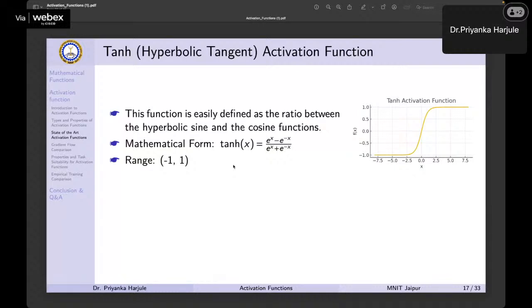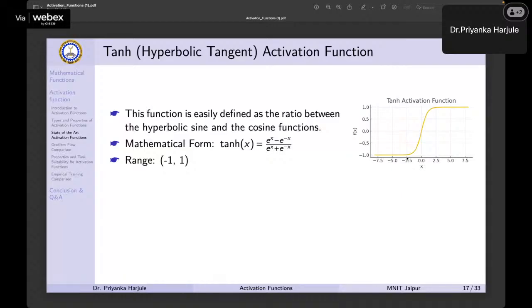This is also commonly used in deep learning when a zero centered output is desired, and it gives slightly better gradients than sigmoid, but it also suffers from the vanishing gradient problem. The formula for this is e power x minus e power minus x upon e power x plus e power minus x. This outputs between minus 1 and 1, unlike the sigmoid, which gave us the output between 0 and 1. The shape of this is again S shaped, centered around 0, and negative inputs give negative outputs, which helps in the optimization.